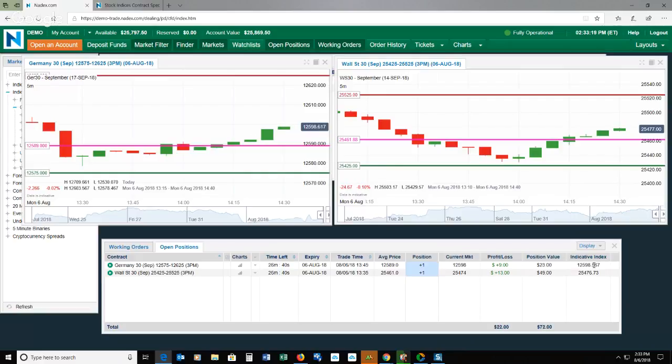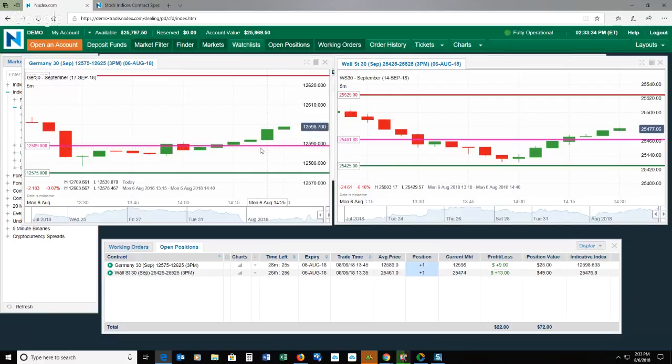The same thing for the Dow. Most of the other indices is actually 0.1. So it's like 10 cents, and that would be equal to $1.